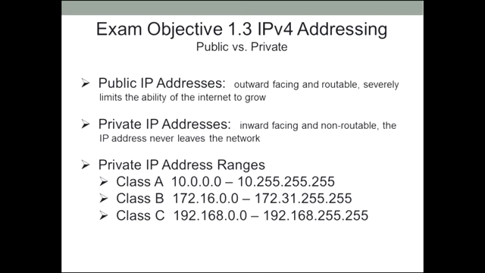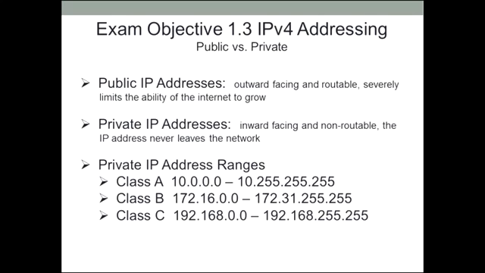Okay, so public versus private addressing. The advantages of a public IP address is that it is routable. And usually you only find those on the outward-facing point of a router, because they are routable. Everybody can see them. Anybody can send packets to them. The problem with public IP addresses is it severely limits the ability of the internet to grow, just because there are so few IP addresses available.